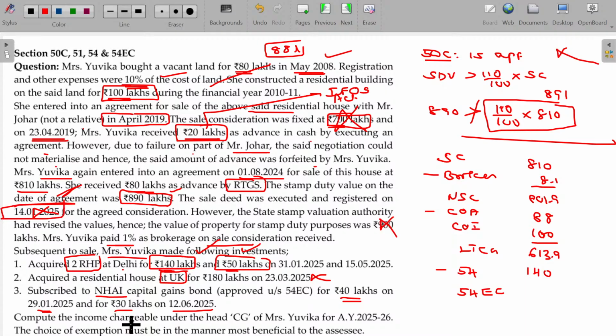14/1/2025. Of course, only on 14/1/2025 Mrs. Yuvika gets the full money, so you can start counting from that date itself. So 6 months means 7th July. So of course you are eligible for both. This one is also deductible. This one is also deductible. 6 months time is there from the date of receipt. So this is the receipt date, from there, 6 months.